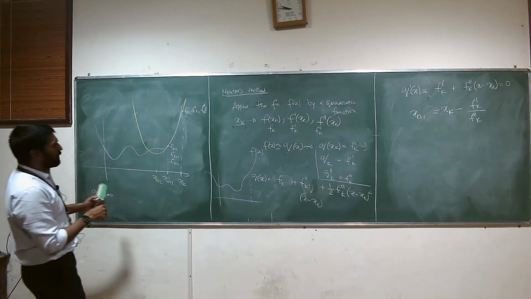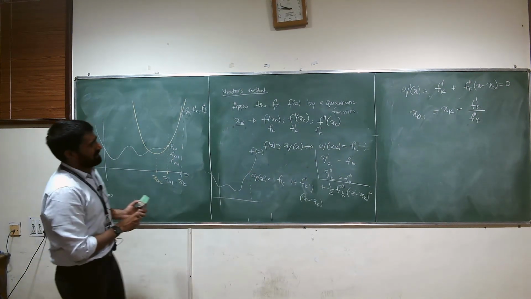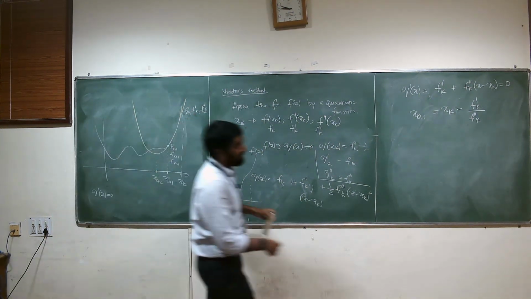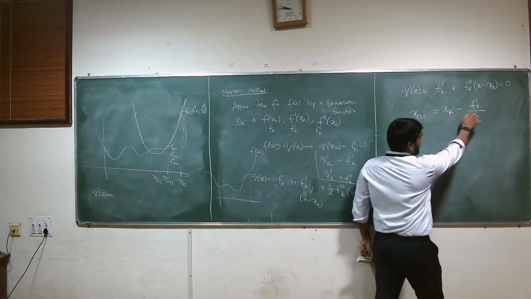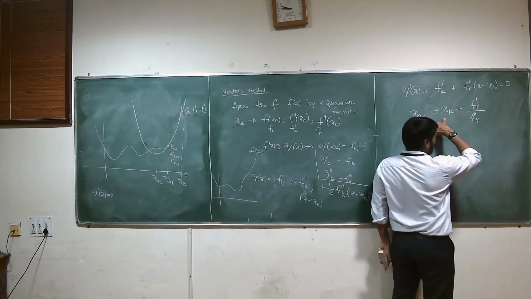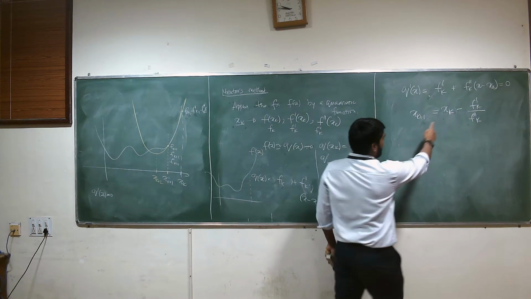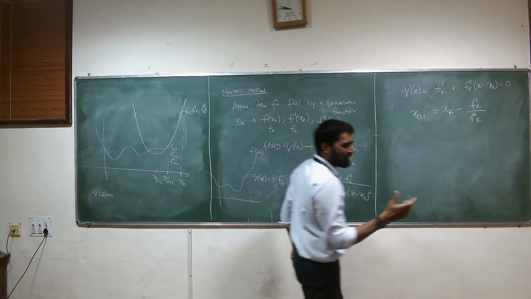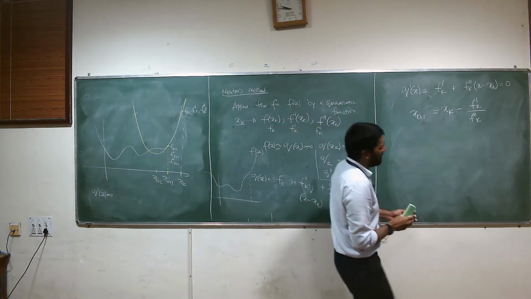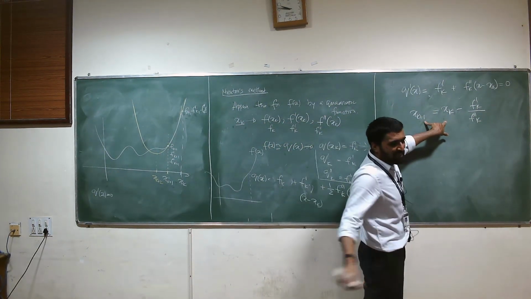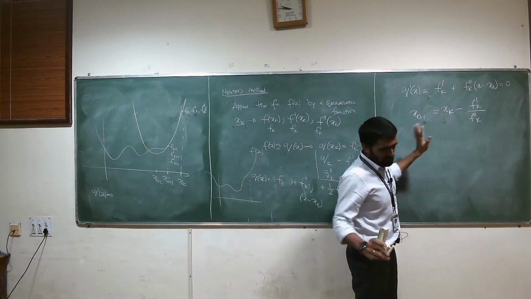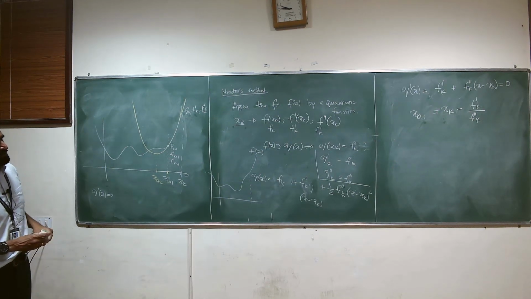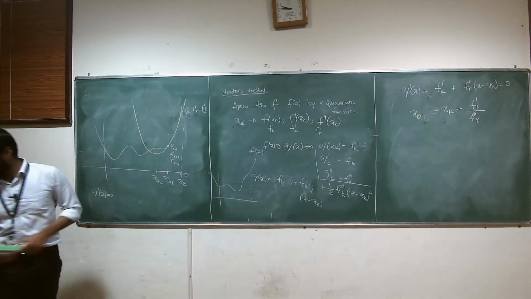Until you reach a point where your f dash of x is very close to zero. If f dash of k is very close to zero, then this term is very small. Your consecutive estimates for x will be all very close to each other. Once you find that this difference is less than, let's say, 10 power minus 5, then you say, I'm done. That's the minimum. Okay, that's the idea, and that's Newton's method.